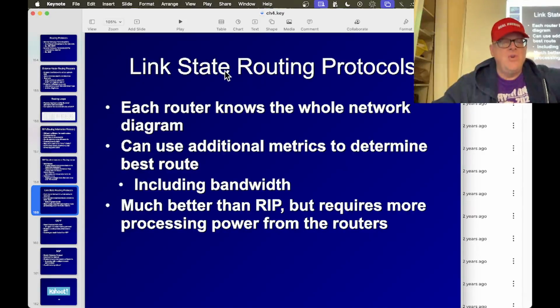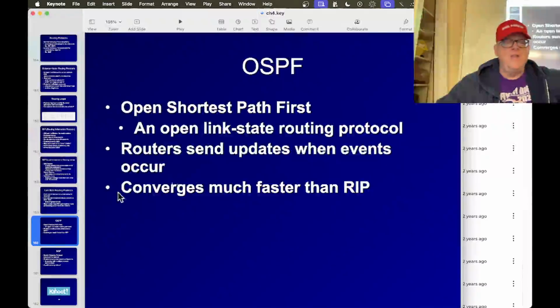They use link state routing protocols. Now, each router knows the whole diagram, and they really know how fast every link is. On modern hardware, this is not asking too much, and it's much better than RIP. But of course, you have to have a more powerful processor on the router. But routers have gotten thousands of times better than in the early days.